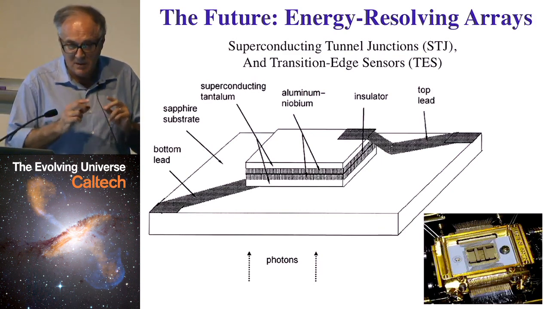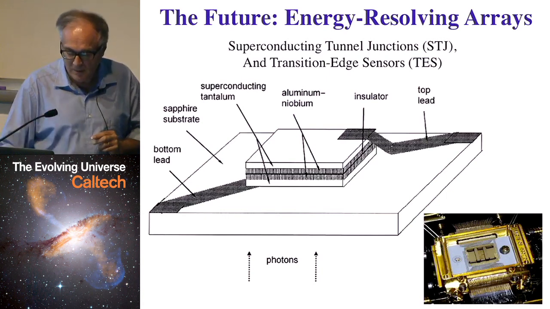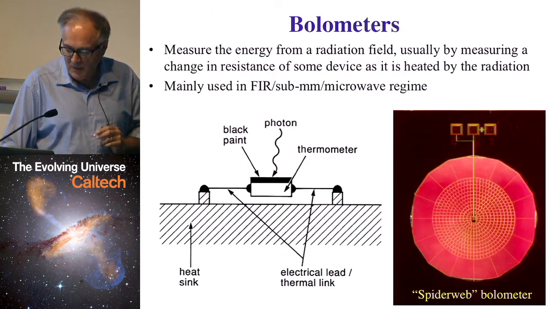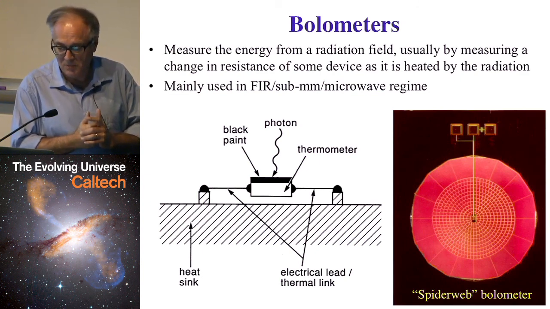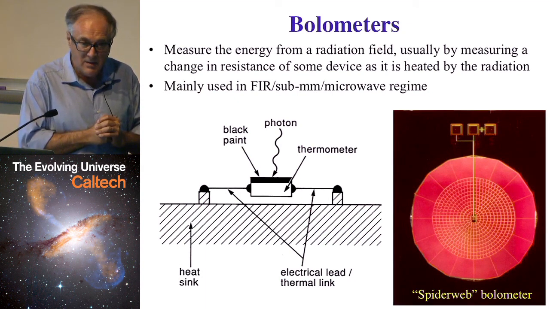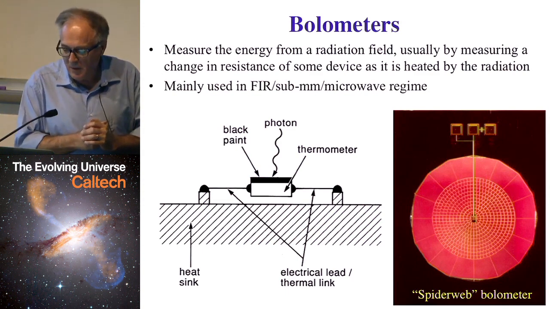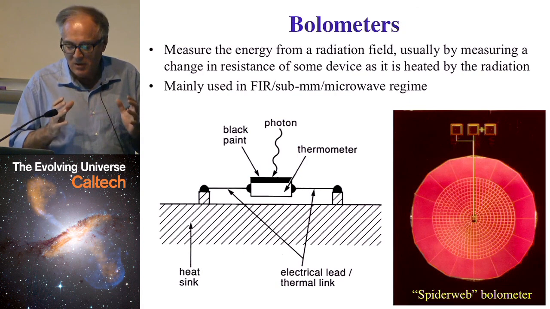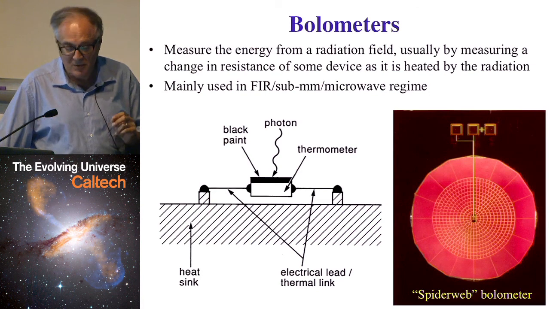Right now, they only exist in tiny little arrays, and they have to be kept cold with liquid helium, but that's where things are going. Another type of detector which is heavily used in infrared and even microwave background measurements is so-called bolometers, which operate on a thermoelectric effect. They're thermometers that are highly sensitive to temperature. And again, you absorb a photon that changes the conductivity of this detector, and you can measure this very precisely.